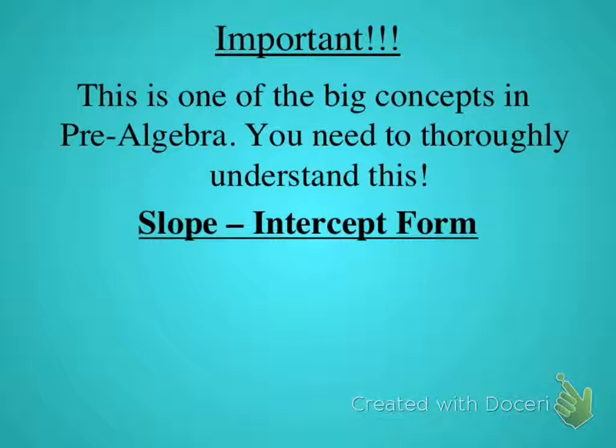The slope-intercept form. We've been working with this. y is equal to mx plus b. m, the coefficient of x, is the slope, and b is the y-intercept.